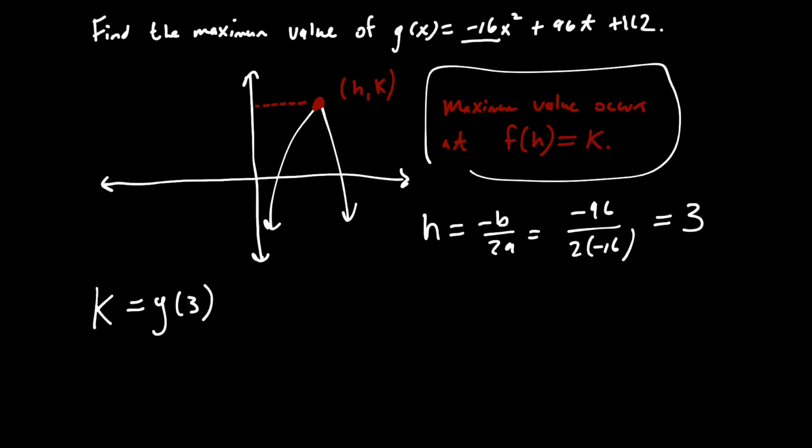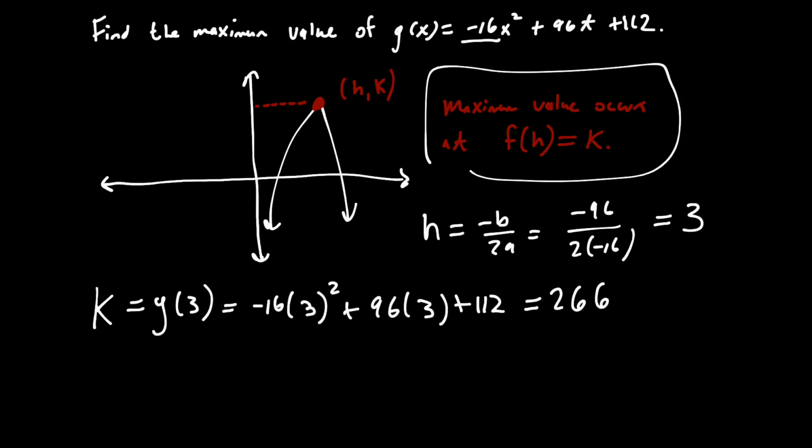G evaluated at 3 is equal to negative 16 times 3 raised to the second plus 96 times 3 plus 112. Simplifying this with a calculator, you should get that this is going to be equal to 266. So we're going to have a maximum value at 266.